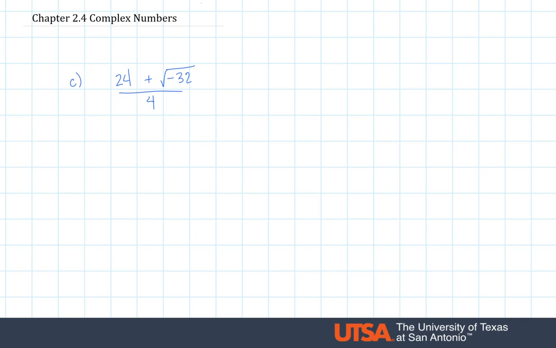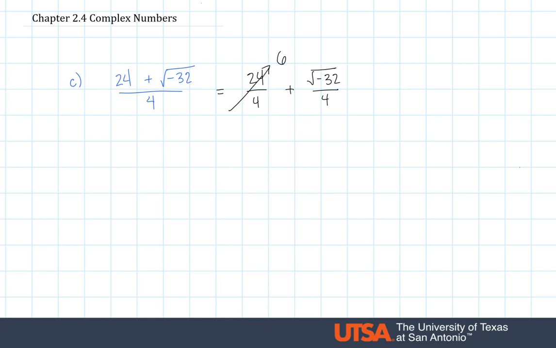Our last example for complex numbers and simplifying them is going to be this: 24 plus the square root of negative 32, all divided by 4. So this one's going to be a little longer because it also requires understanding how to simplify a radical. So let's start by breaking this down into two separate numbers. Since we have a 4 in the denominator, this is the same thing as saying 24 over 4 plus this over 4. And we know that this is just 6.